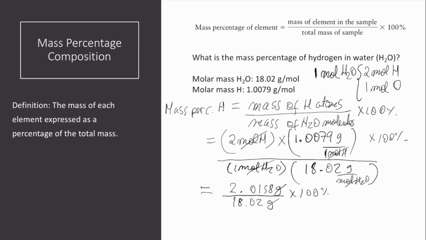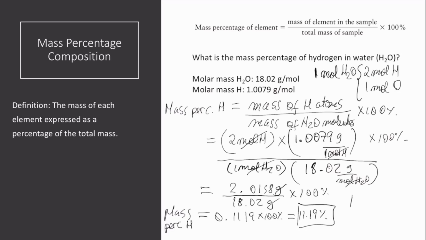Grams goes away with grams, and this division gives us 0.1119 times 100%, which gives us 11.19%. And this is the mass percent of hydrogen in water.